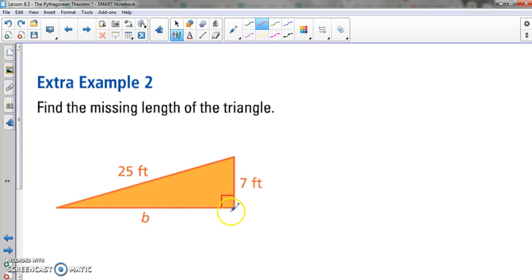Trying one more, again drawing the right angle with the arrow to show me that this side is the hypotenuse, so that means when I'm plugging into the formula, this 25 has to be all by itself. So we have a squared plus b squared equals c squared. Alright, let's say I'm going to plug in b for b, so I'm going to have b squared here. I'll have 7 for a, because it is a leg. So I have 7 squared plus b squared equals 25 squared.